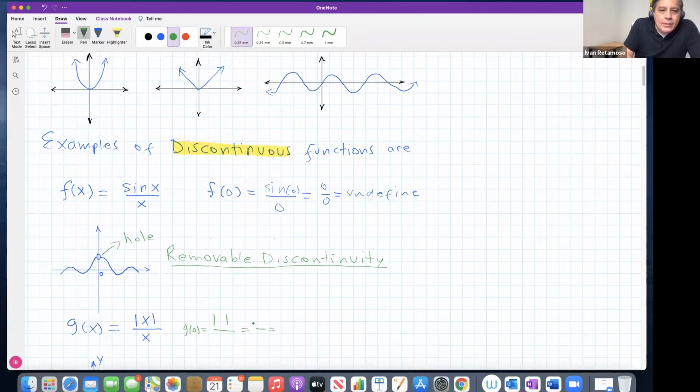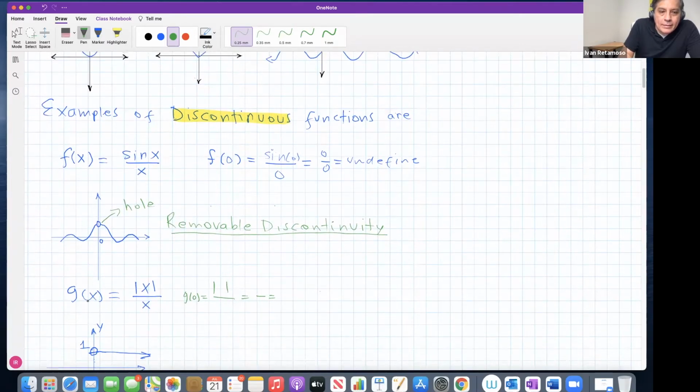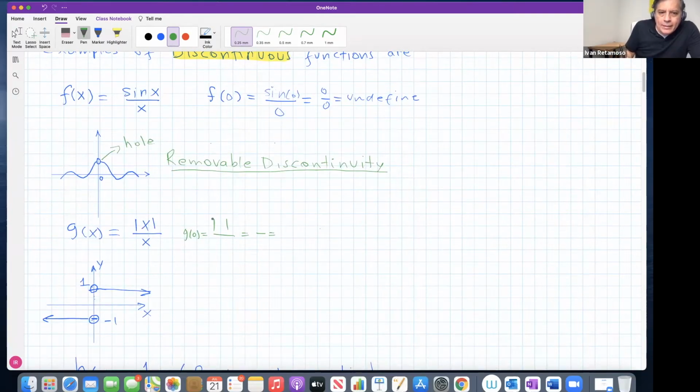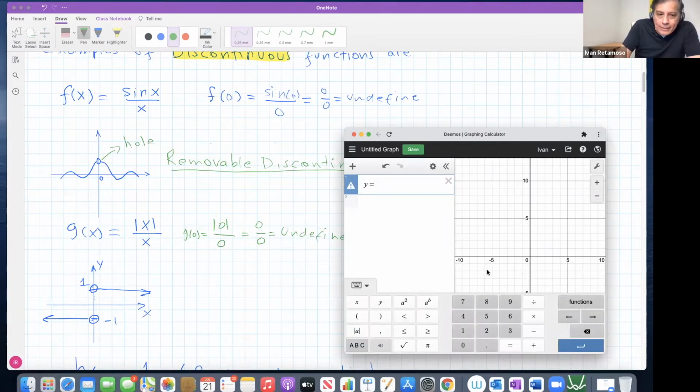Now there are other situations where the discontinuity is worse. For example, consider this function g of x equals absolute value of x over x. We saw this function. If you substitute 0 for x, you will get absolute value of 0 over 0, undefined. So at 0, the function is not defined. But when you graph this function, you are going to see that it's not just that one point is missing. It's a whole segment that is missing. You will see it. Look, absolute value here.